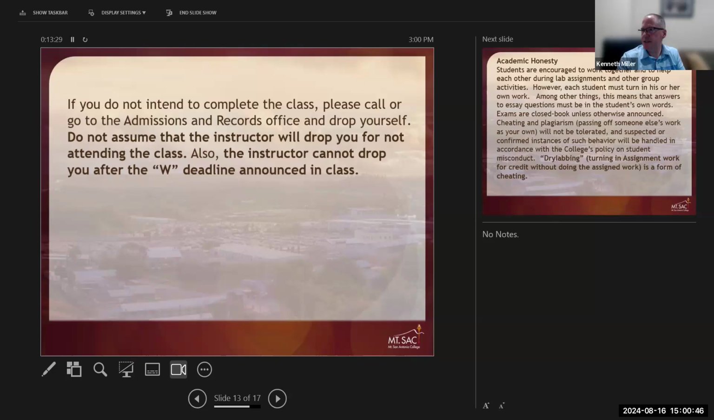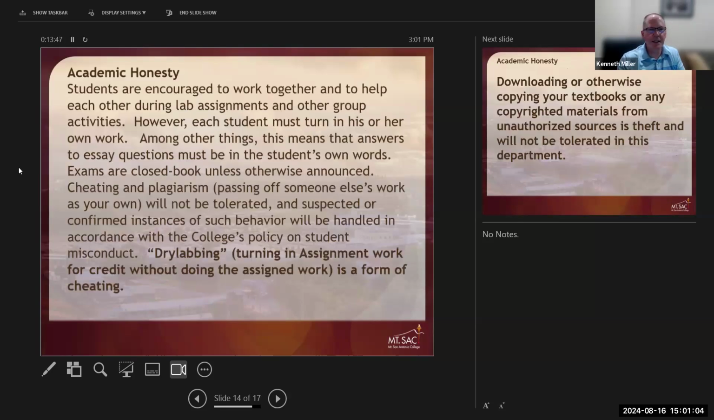The other thing is you signed up for this course on your own, you can drop it on your own. So make sure that if you just stop showing up, you stop doing anything on Canvas, you stop coming to the labs, don't assume you're going to get dropped. Make sure you go and drop the course. All right. And then finally, during the lab assignments, there may be opportunities where you can work with other people.